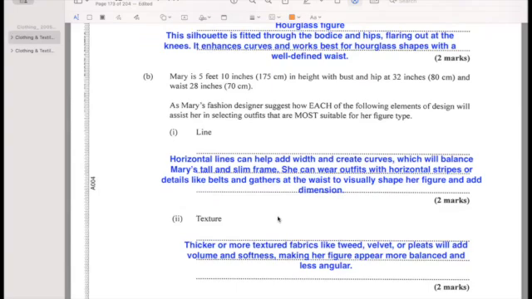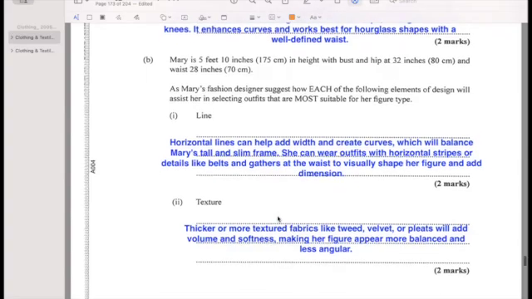Horizontal lines can help add width and create curves, which will balance Mary's tall and slim frame. She can wear outfits with horizontal stripes or details like belts and gathers at the waist to visually shape her figure and add some dimension.